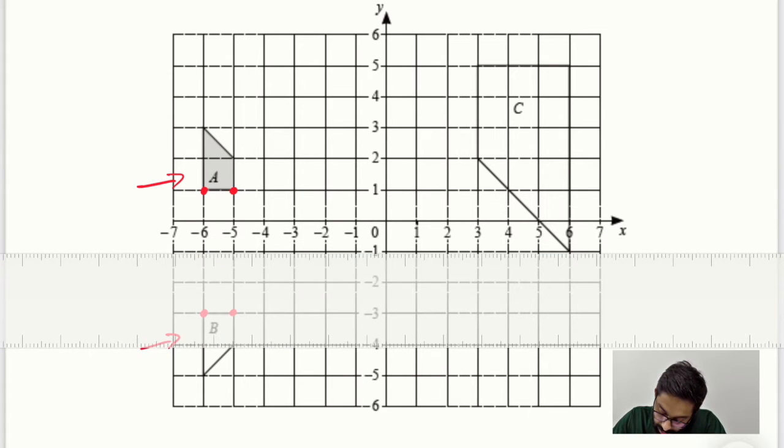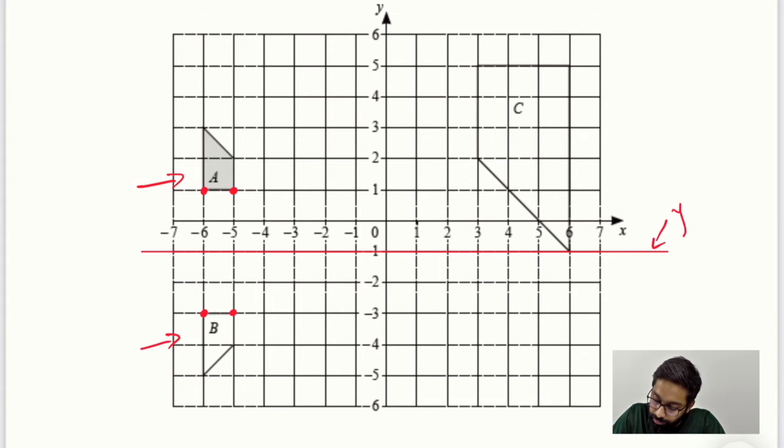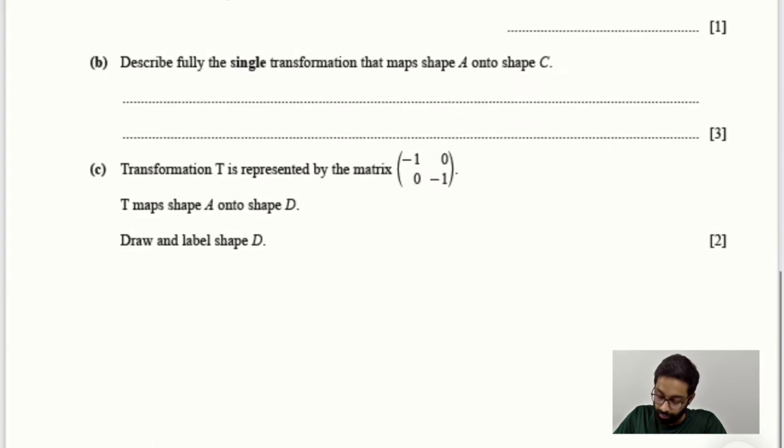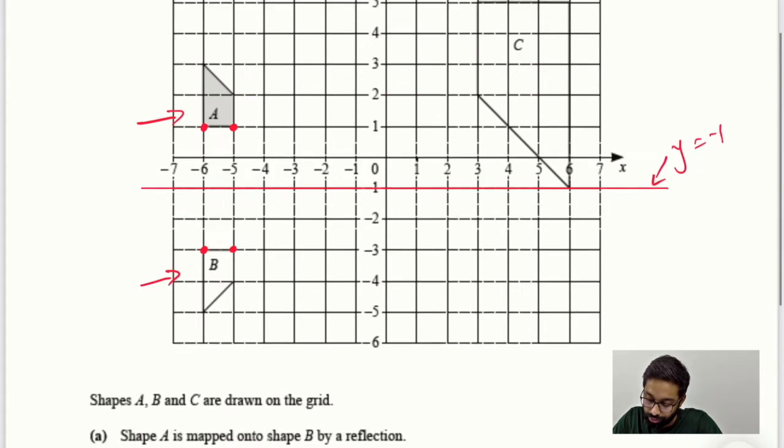So it should be over, one second. It should be here. And the equation of this line is y equal to minus 1. Okay, let's write that here, y equal to minus 1. The next part says describe fully the single transformation that maps shape A onto shape C.